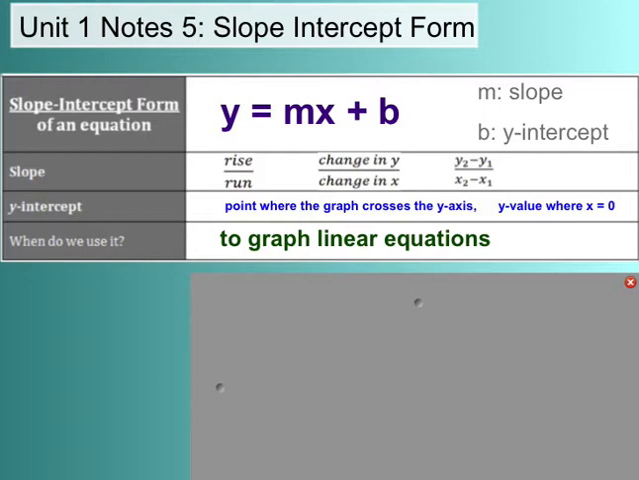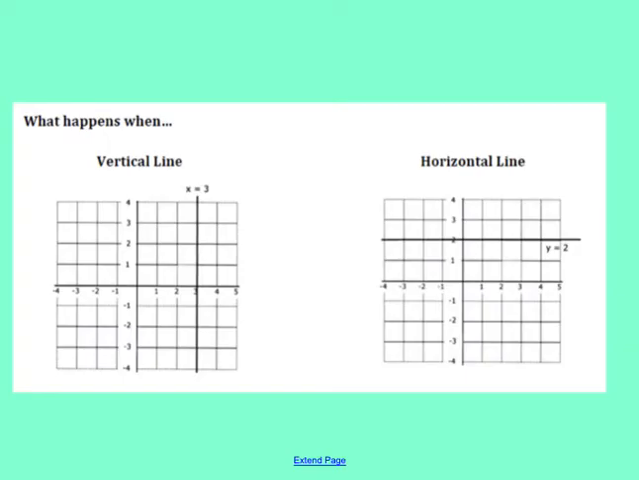So let's remember what we talked about with vertical versus horizontal lines. What happens when we have a vertical line? Well, a vertical line is going to take the form of x equals. As you can see, the equation here is x is equal to 3. You'll notice that it crosses the x-axis at 3, and then there's a vertical line going through it. Remember that if it is a vertical line, the slope itself is undefined.